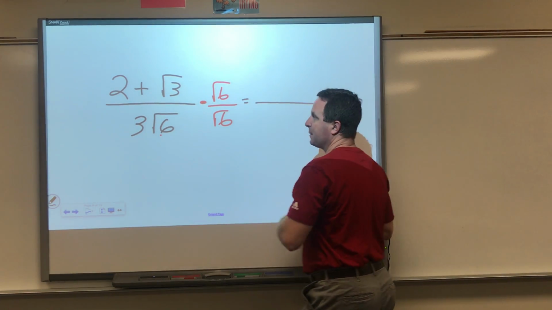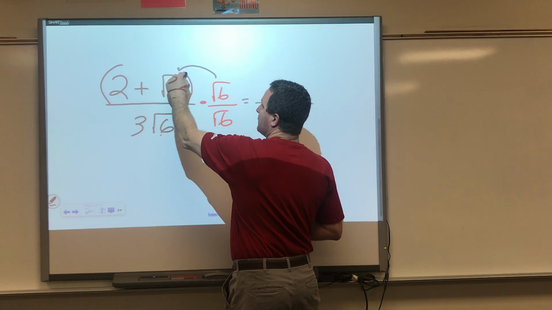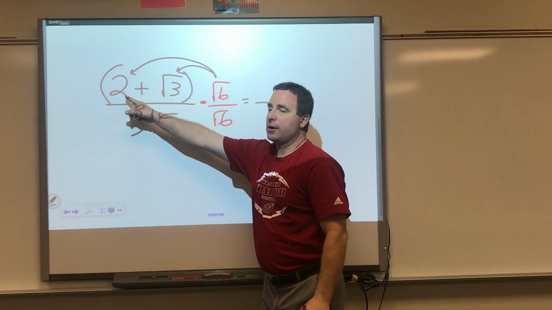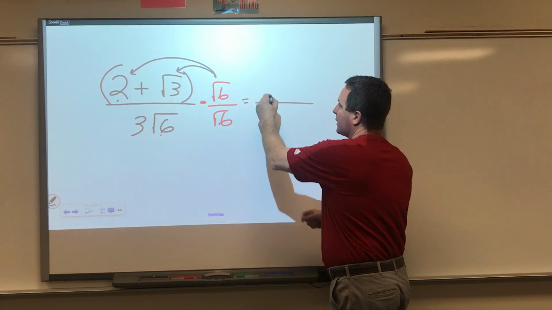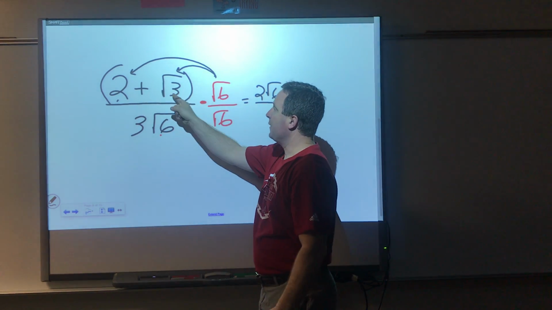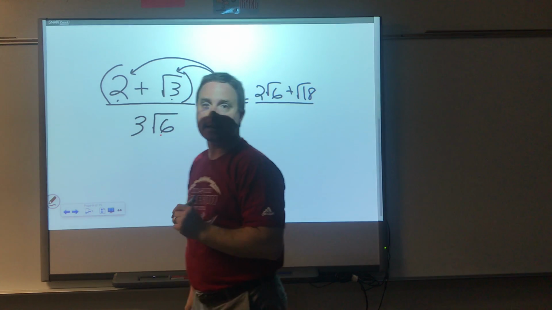Now what happens up here in the top, that gets grouped together, and we're going to end up doing a little distributing. If I go here to the left, 2 times the square root of 6 is just 2 square roots of 6. And then the square root of 3 times the square root of 6 is the square root of 18.